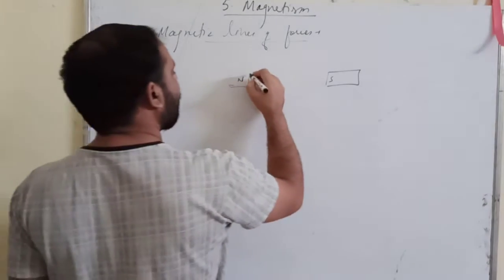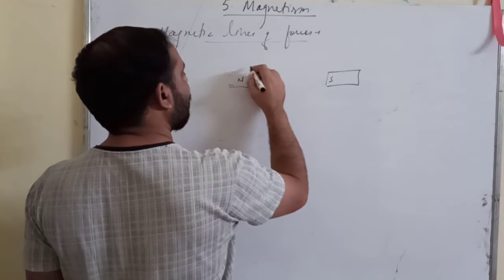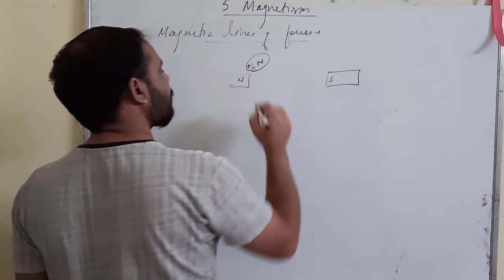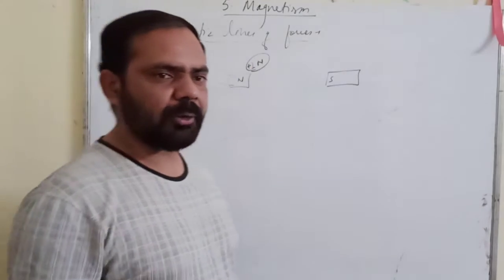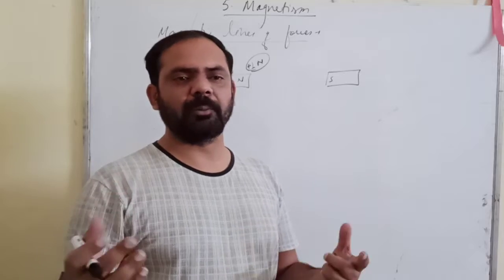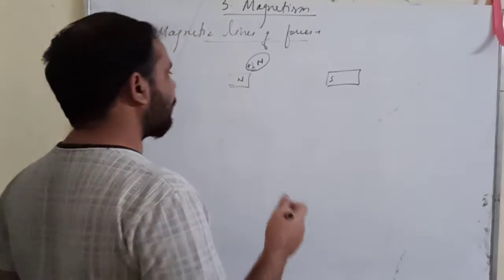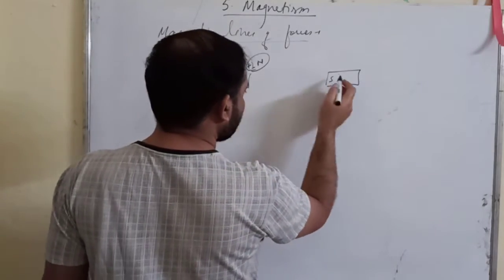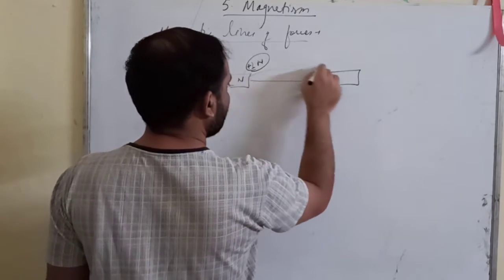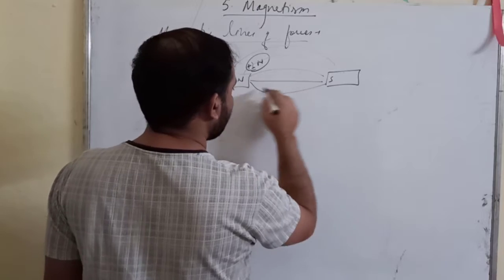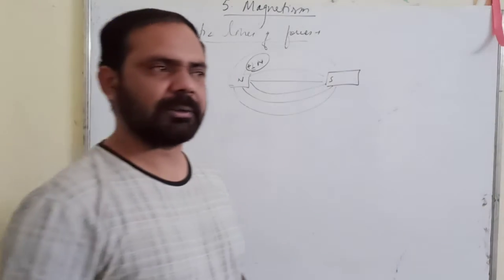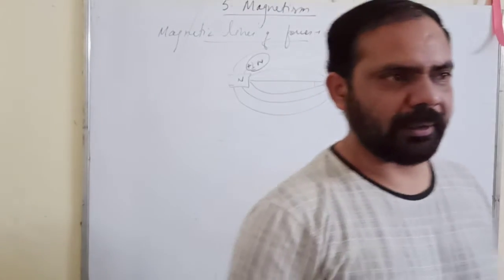Now if I somehow make free a unit north pole, if I make a unit north pole free to move from here, then that unit north pole will go to the south pole and can follow various trajectories. All those different paths following which the north pole can reach the south pole are called the magnetic lines of forces.